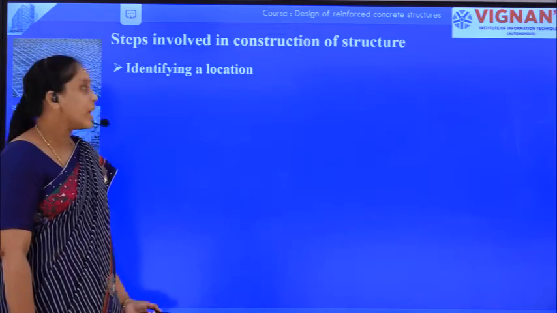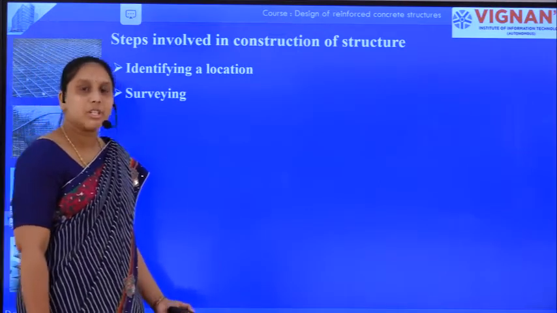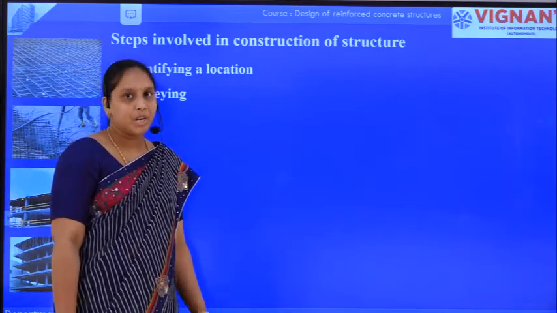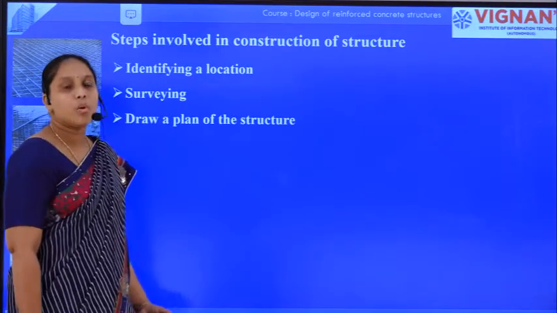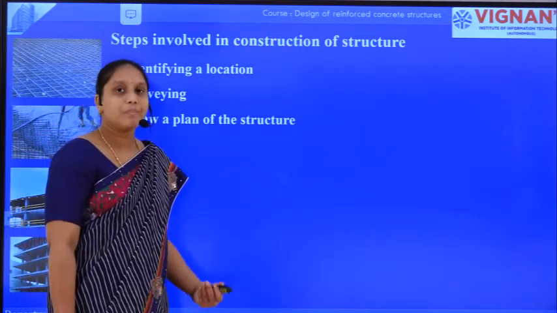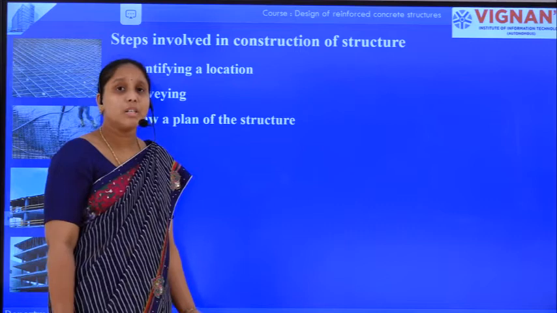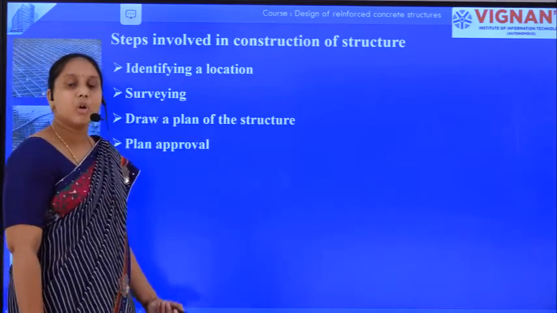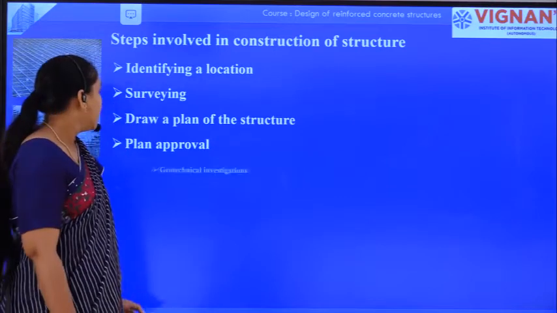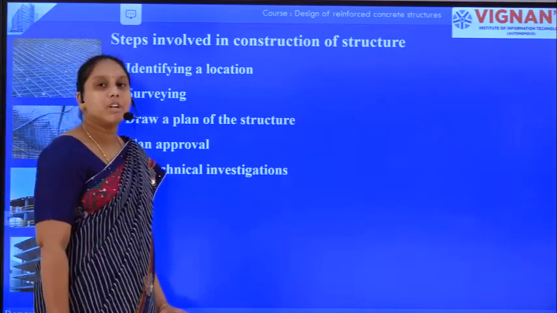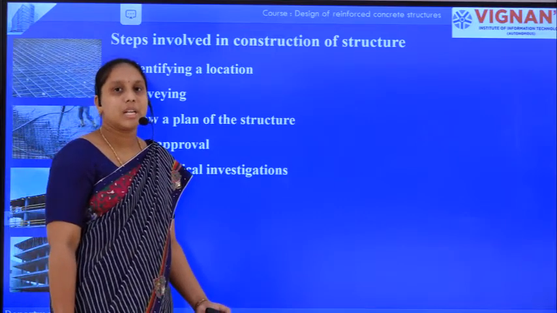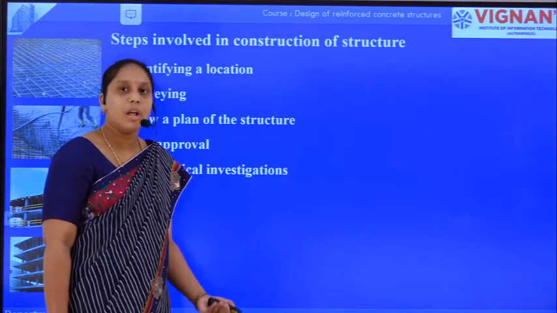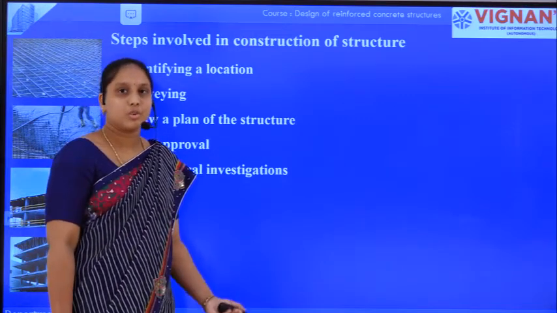After identifying the location, what we'll do? We'll go for the surveying. The surveying of that particular area has to be done. After surveying, as per our requirements, we'll draw the plan of the structure. After the plan, we'll go for the plan approval. After the plan approval, we'll go for the geotechnical investigations like the soil investigations. We'll find out the safe bearing capacity of the soil and all. So all those investigations have to be done.